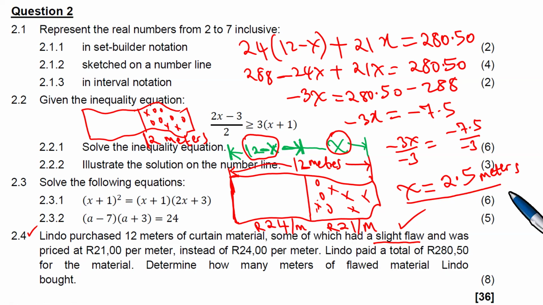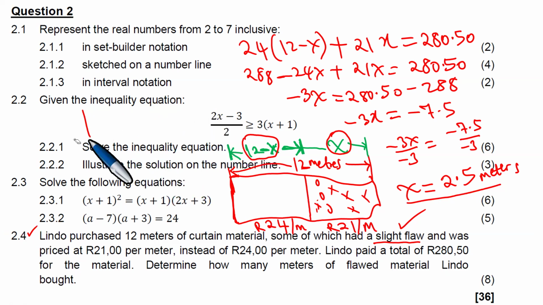But also we can ask another question and say, X is the length of the flawed curtain. What about the good curtain? So you're going to take the 12 meters and minus the 2.5. Well done. You're going to take the 12 and minus the 2.5, right? So now what you can call the good curtain is going to be actually 12 minus 2.5.